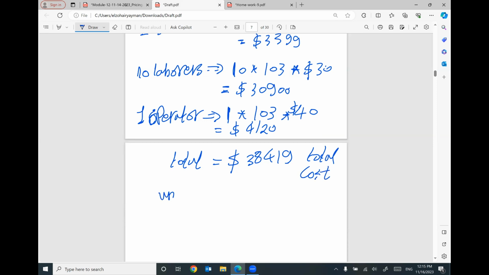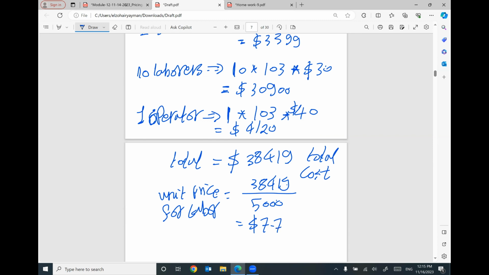If you would like to get the unit price for labor, I will divide this amount of dollars by 5,000 cubic yards. So it will be $7.7 for each cubic yard of pouring.